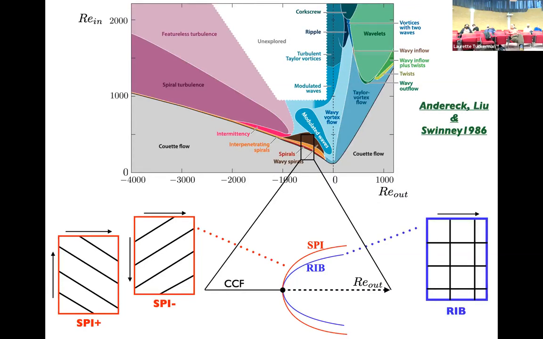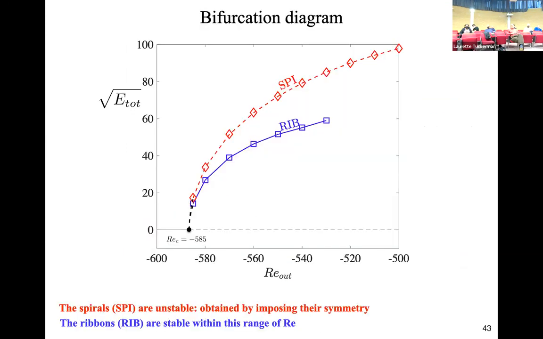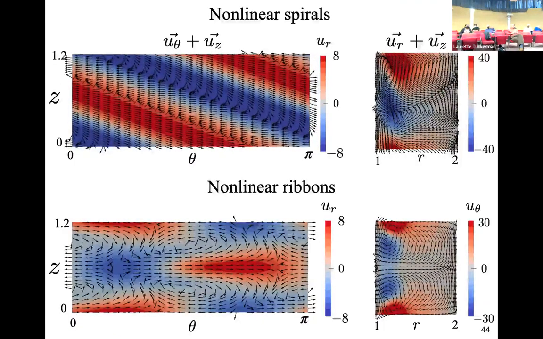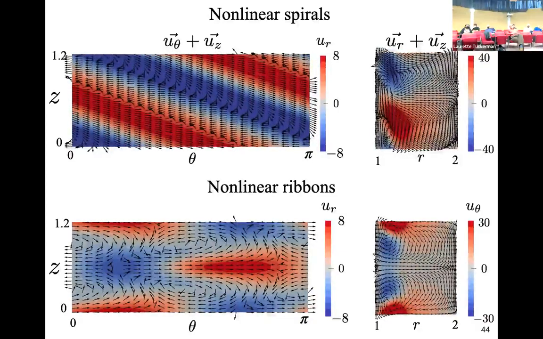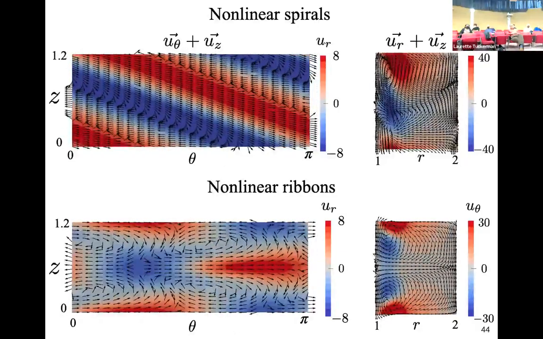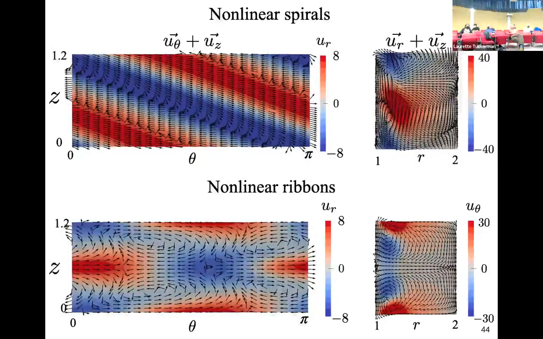So Yassin was hoping that we would have RZIF for the spirals, but not for the ribbons, because they look like the standing waves. But lo and behold, this is the bifurcation diagram here, the two of them. This is the ribbons, and this is the spirals, this is the ribbons.